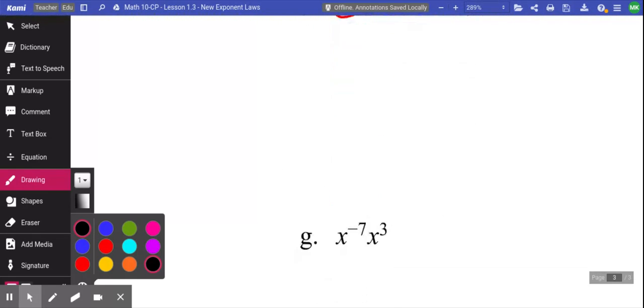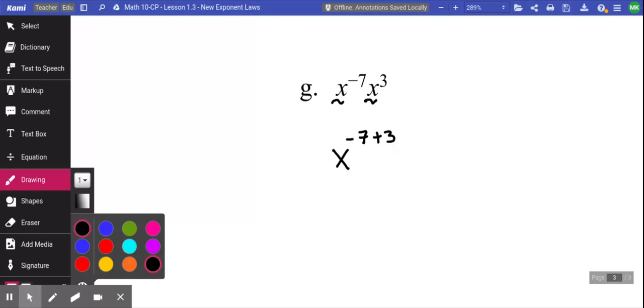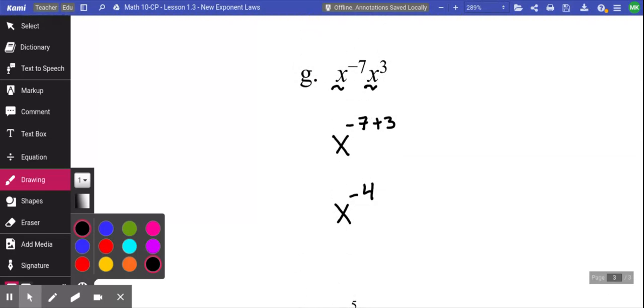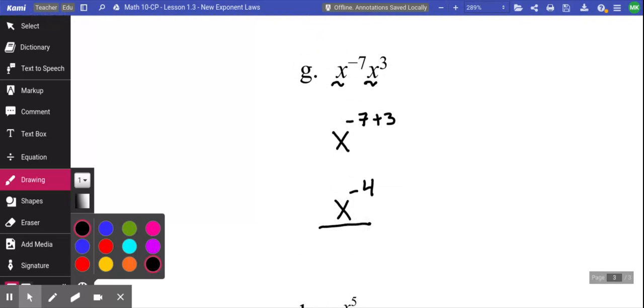G. First thing I would do is recognize they're both base x. So I want to add those exponents. Negative 7 plus 3 becomes negative 4. That's a negative power. It needs to move to the bottom to become 1 over x to the 4.